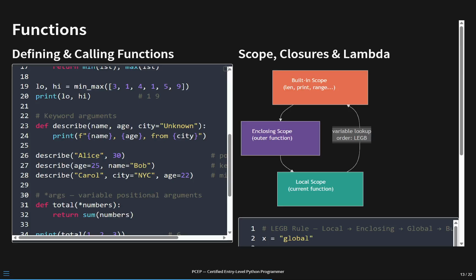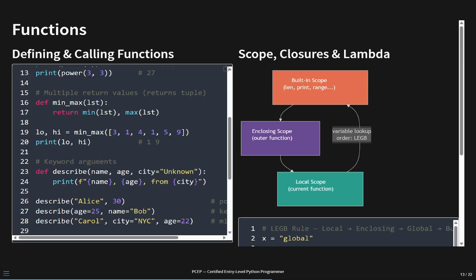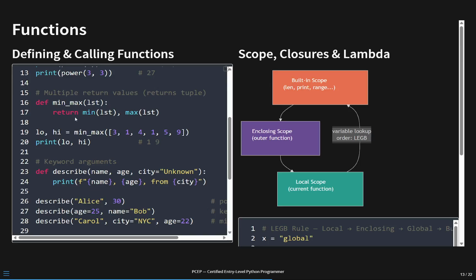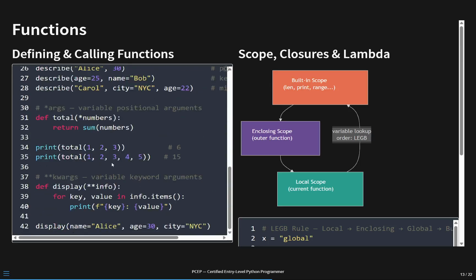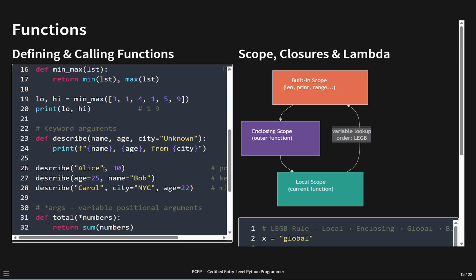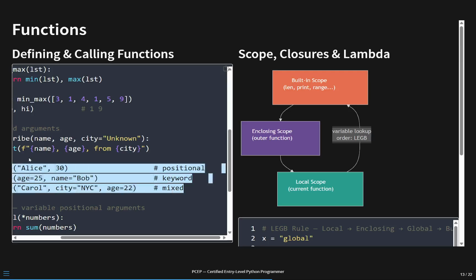Multiple return values: Python returns a tuple. return min(lst), max(lst) returns 2 values. Use tuple unpacking: low, high = min_max(). Keyword arguments: you can pass arguments by name, regardless of order. describe(age=25, name='Bob'). The parameter names make it self-documenting and order independent. Mix positional and keyword. Positional must come first.